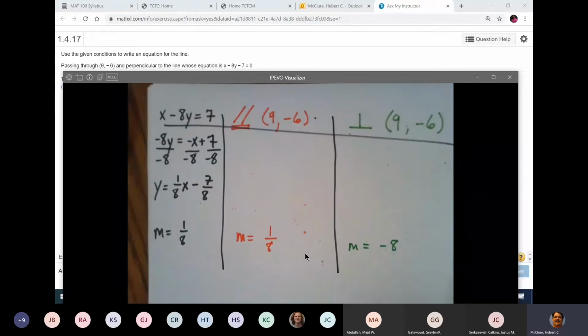All right, now do your thing. I'm going to let you do it. Give you a minute. Do the orange point slope equation and do the green point slope equation.